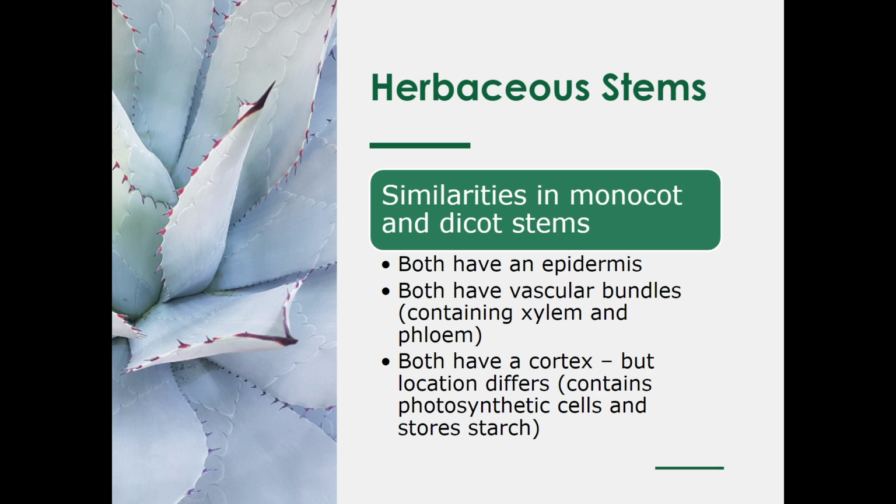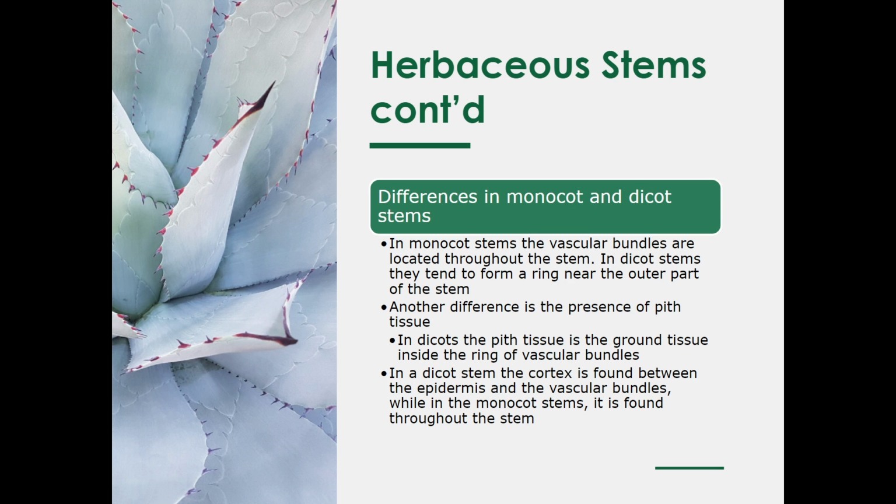They both have vascular tissue, meaning they have xylem and phloem. They have a center area or cortex. The location of that cortex does differ, and that cortex tends to contain photosynthetic cells and store starch. In monocot stems, the vascular bundles were located in a scattered arrangement throughout the stem, whereas in the dicot stems, they formed a ring with a central pith.